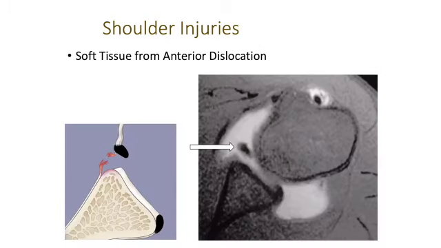So what we're looking at here is the difference between what's an avulsion fracture and what's going to be a soft tissue injury. What you see on the picture on the left hand side is a soft tissue injury. Okay, the labrum has been pulled away from the glenoid fossa. And this is exactly how it's going to look on an axial MRI.